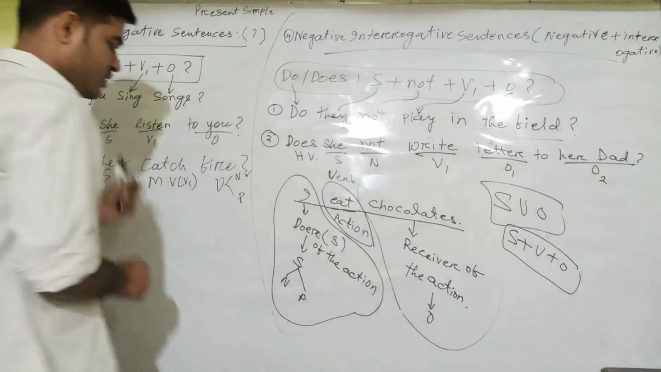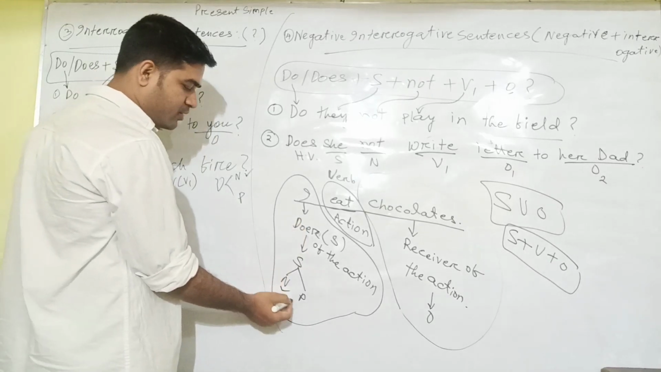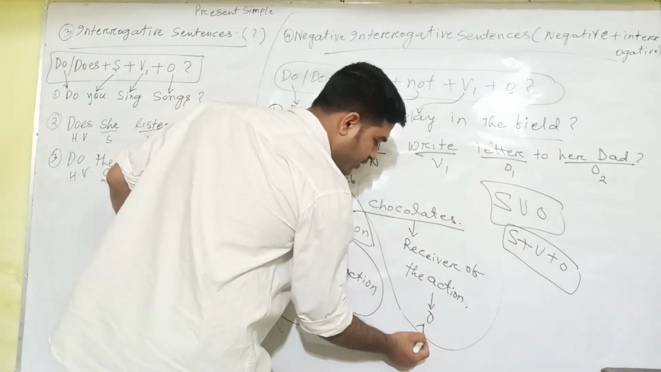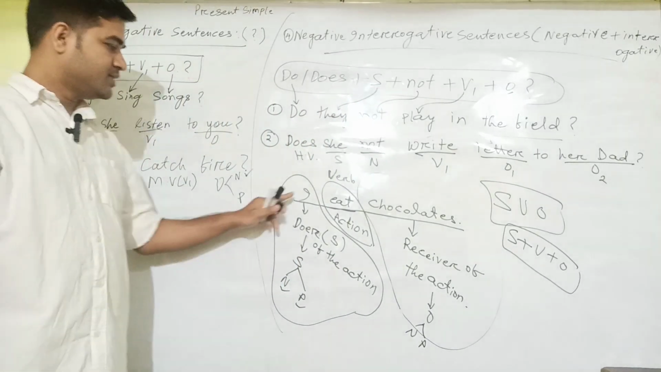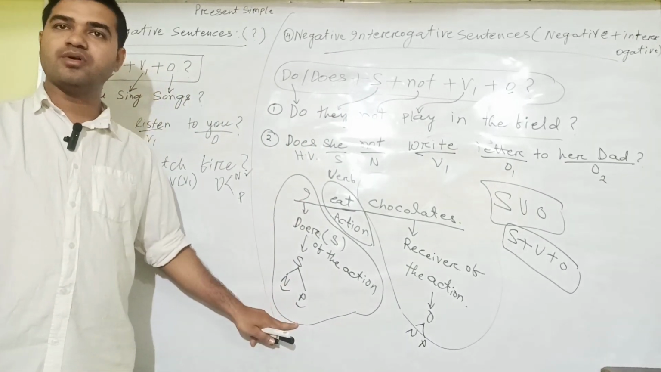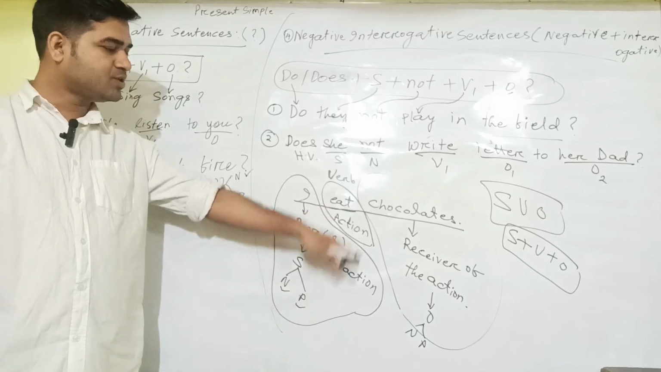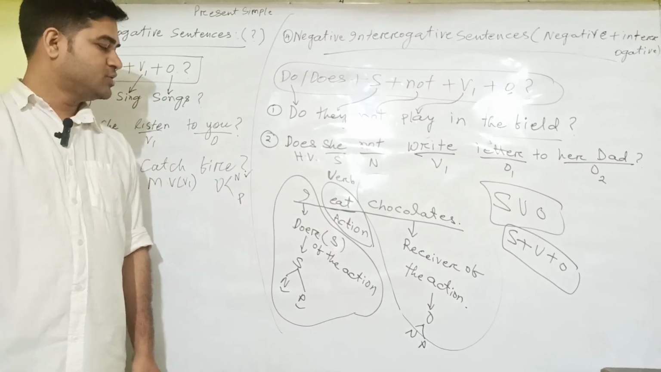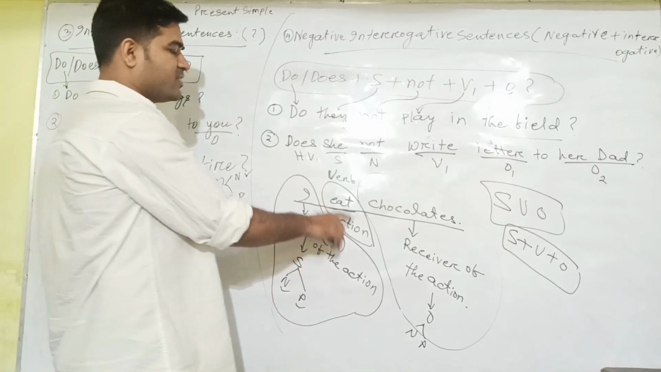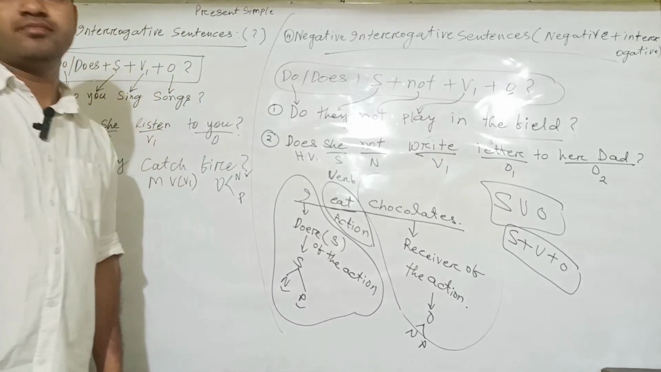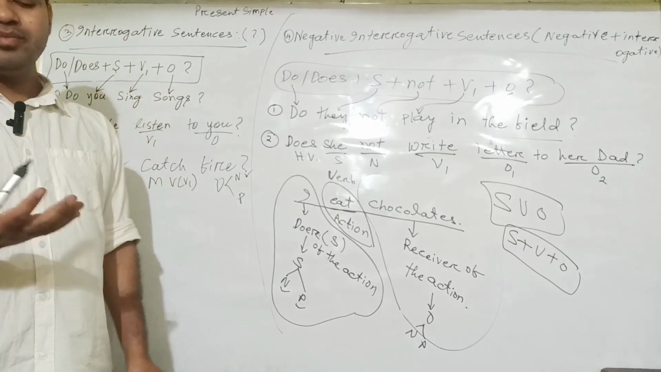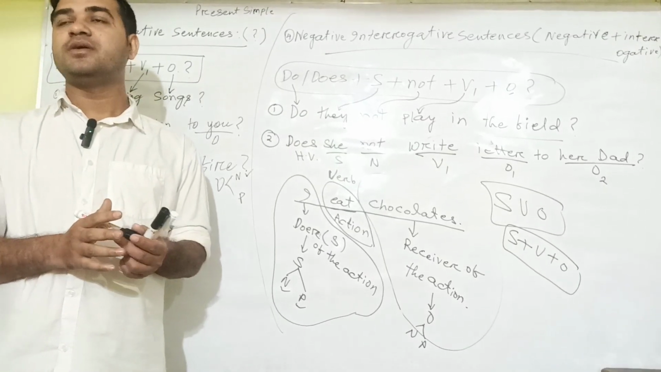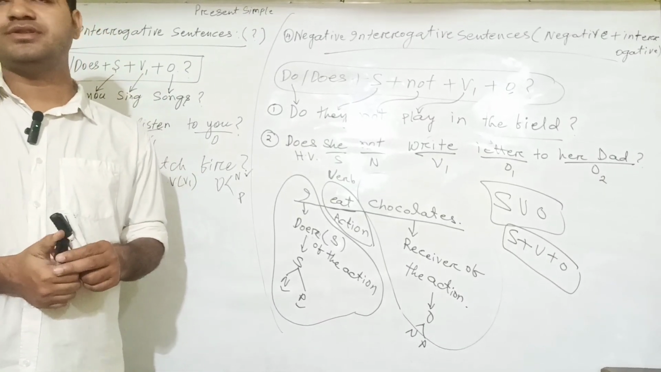Subject has to be a noun or pronoun. Object has to be a noun or pronoun. Always listen, the subject has to be a noun or pronoun, always. Object has to be a noun or pronoun. So, verb, it could be a main verb or a helping verb, depending on the context. If it is a main verb, it has 5 forms. If it is a helping verb, it does not have 5 forms.